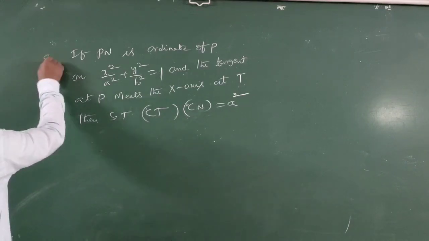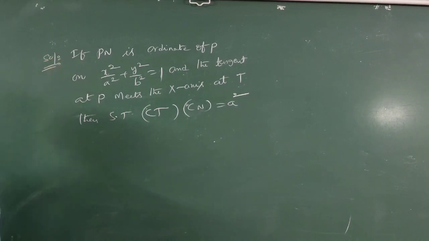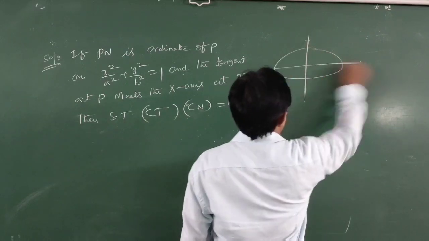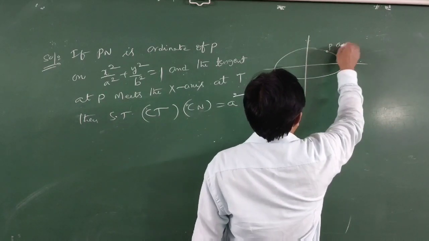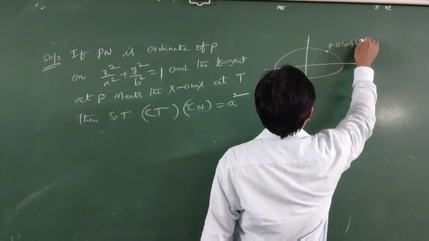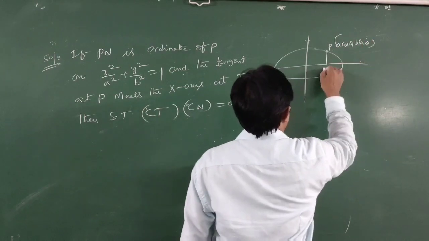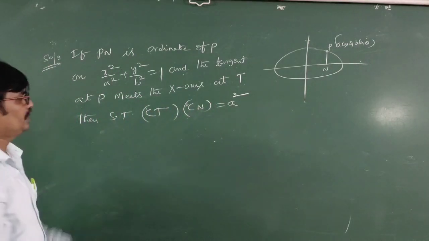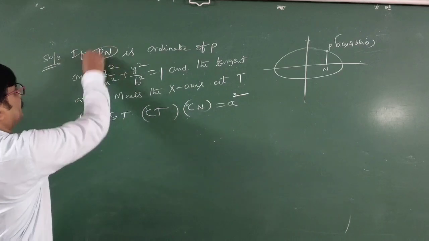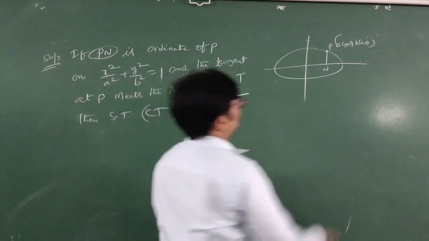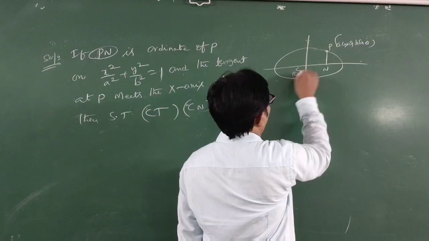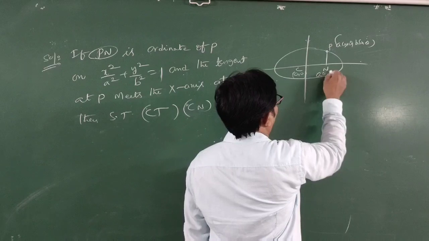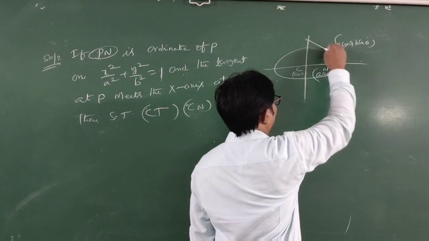Here, this is also quite simple, students. First we take P as a point, that is a cos theta, b sin theta. Pn is the ordinate, so this is b sin theta, and N is a cos theta comma 0.